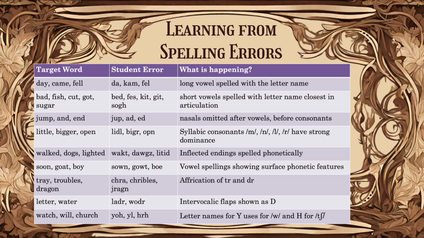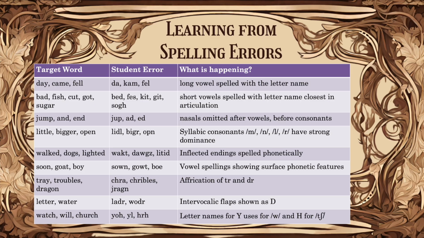Looking at the next row, we have jump and end, and if you notice, all of those nasals have been omitted before their consonants and after their vowels. So they need to go back and re-segment. They need to develop that segmentation a little bit and hearing the difference between the vowel sound and the movement into the nasal, because right now they're feeling that as one big movement, and they need to realize that those are two different sounds, because when you move that much, that's going to be a different sound.